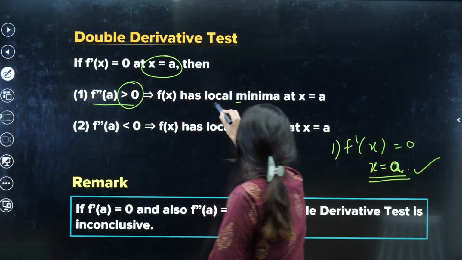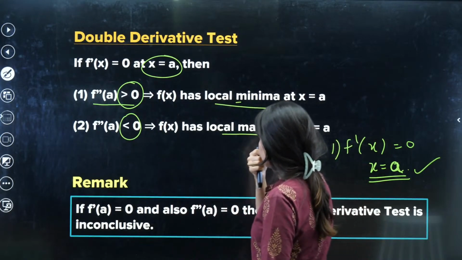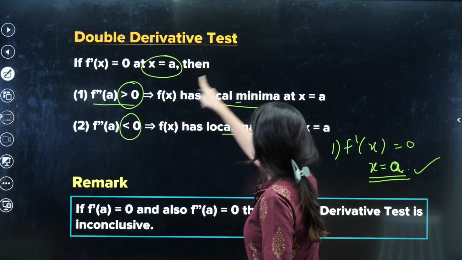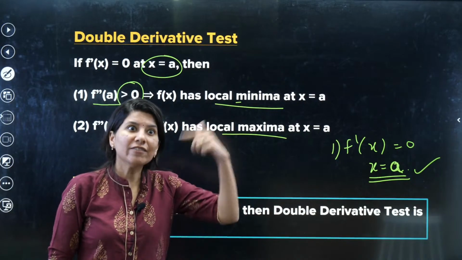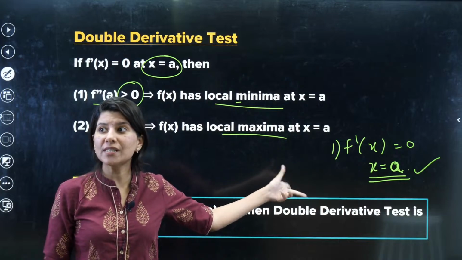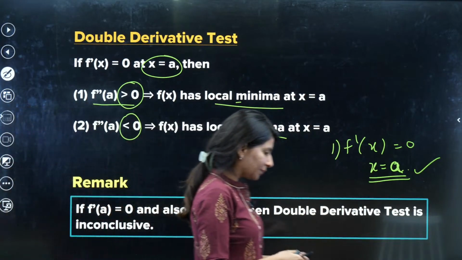If it is positive, it is maxima. Negative means minima. Positive means, positive means minima, negative means maxima. It is the reverse thing. Positive, minima. Negative, maxima. The opposite thing is happening over here. Okay? All right.